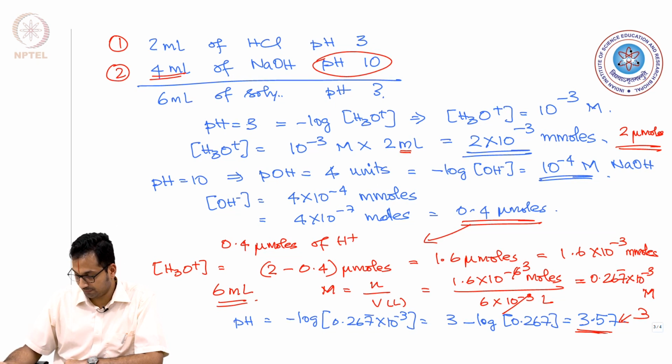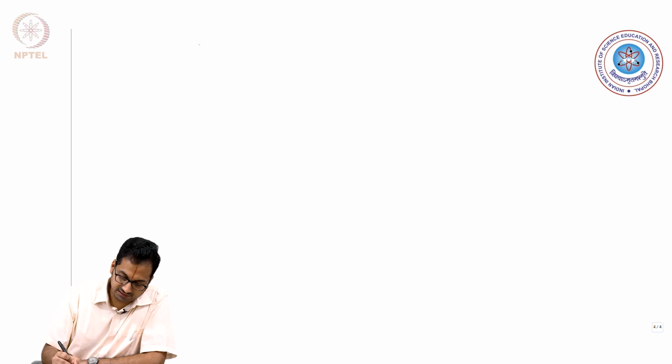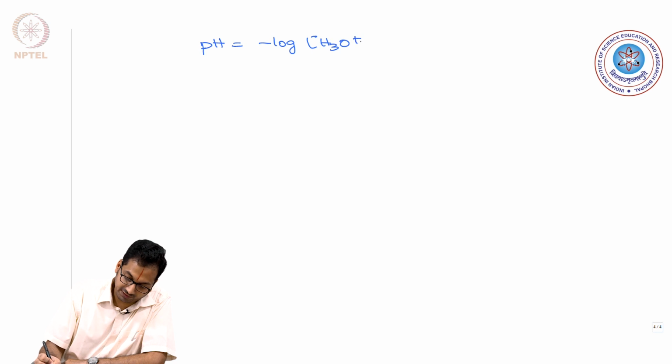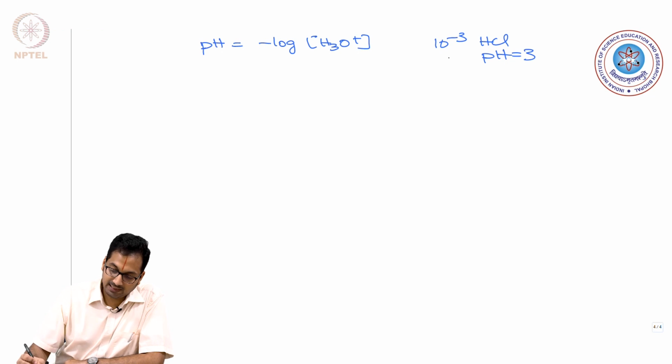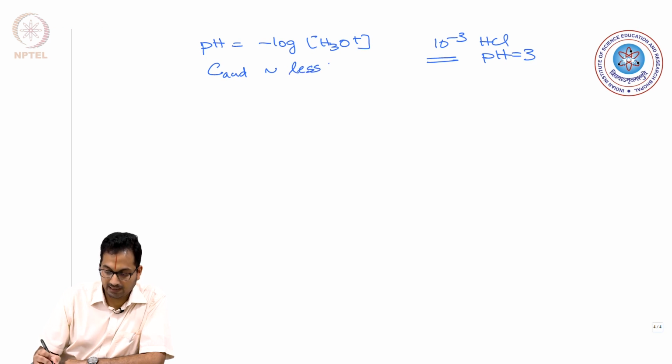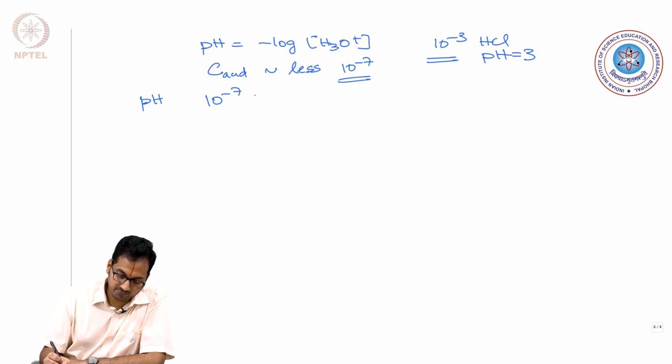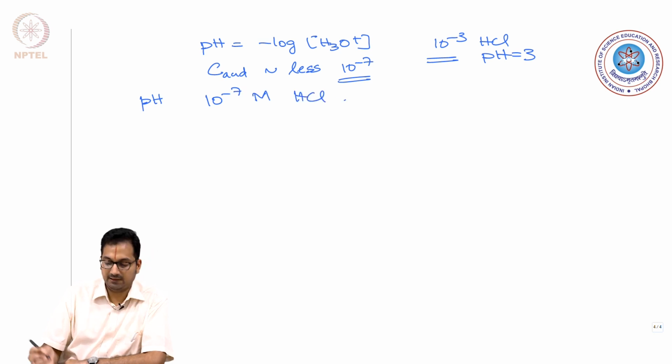Let us try to ask the same question, but in a slightly different way. We just defined that the pH is given by minus logarithm of H3O plus for strong acids. Let us say you have 1 millimolar of HCl, immediately you are able to say the pH is 3, as we just saw in the previous example. But let us say you are using a concentration of strong acid that is similar to or less than that of 10 power minus 7. So, let us take an example. What is the pH when you have a 10 power minus 7 molar HCl?